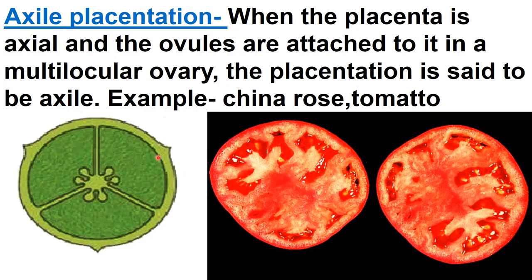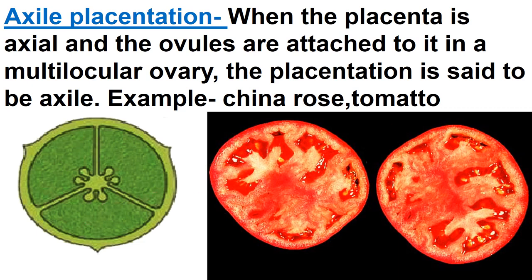Here in this multilocular ovary, in the center, this is the placenta and these are the ovules attached to it. So this is the axial position of the placenta and the ovules are attached to the axial placenta, and the ovary is multilocular. These different chambers are called locules of the ovary. An example of such placentation is found in China rose and also in tomato.